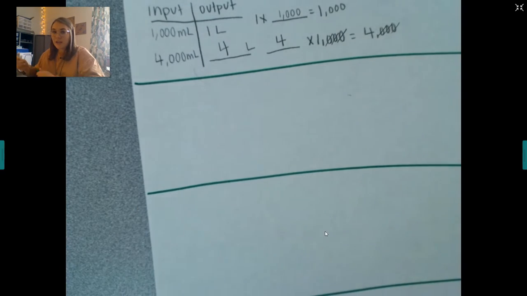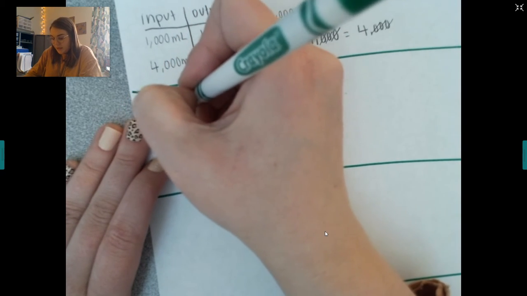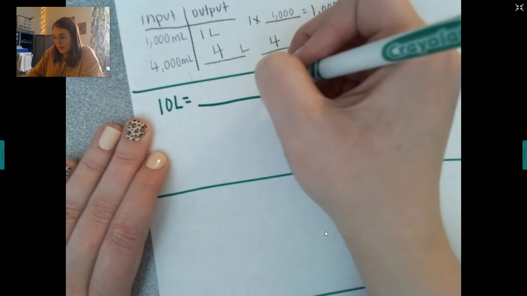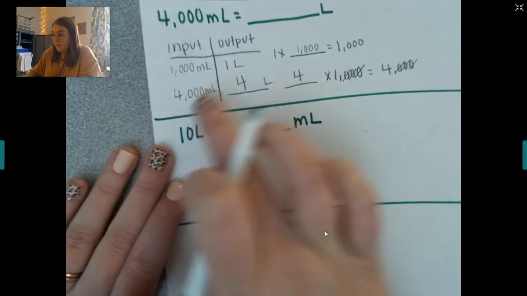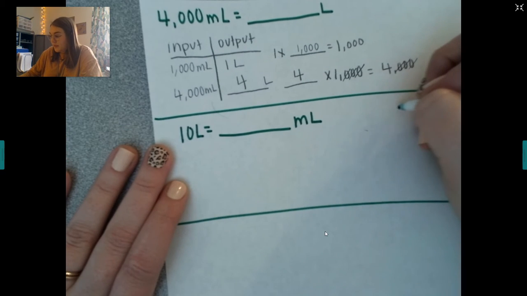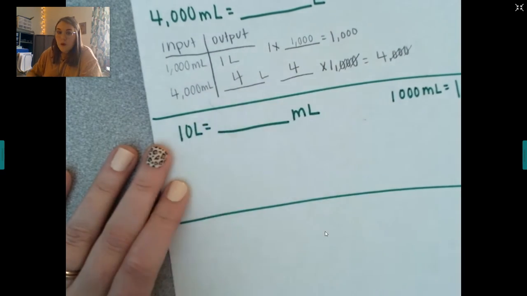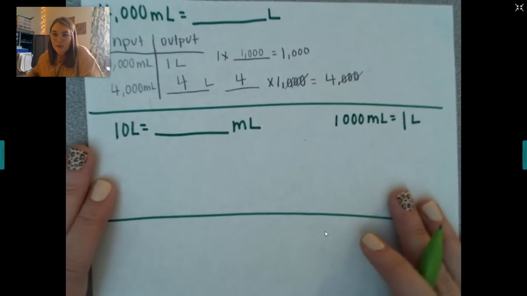All right, I'm going to write you another example up here, and I want you to do it by yourself. 10 liters equals how many milliliters? Remember, it's the same exact conversion. I'll put it over here. 1,000 milliliters equals 1 liter. Same thing. So pause the video and solve the problem.